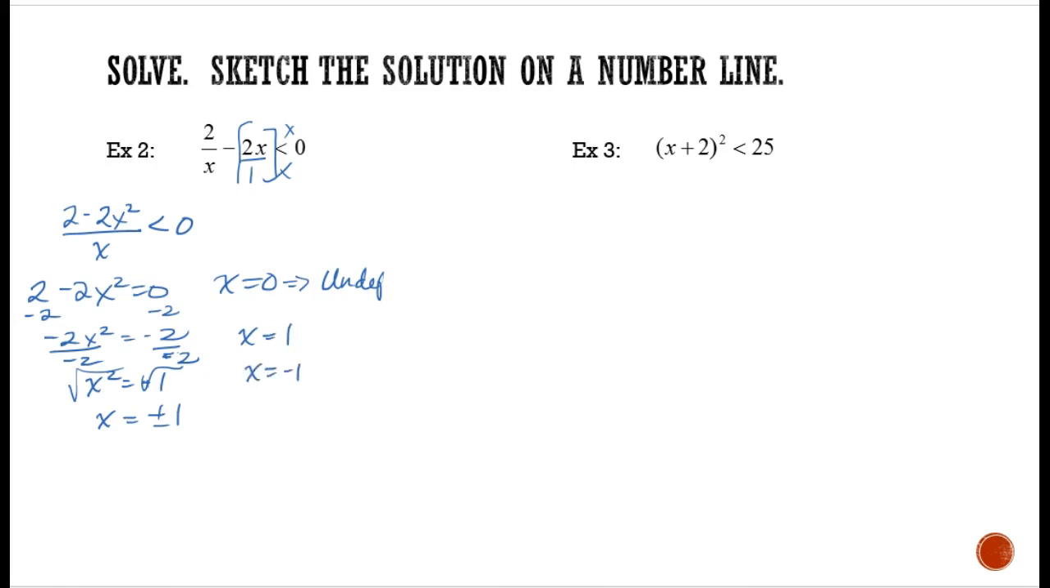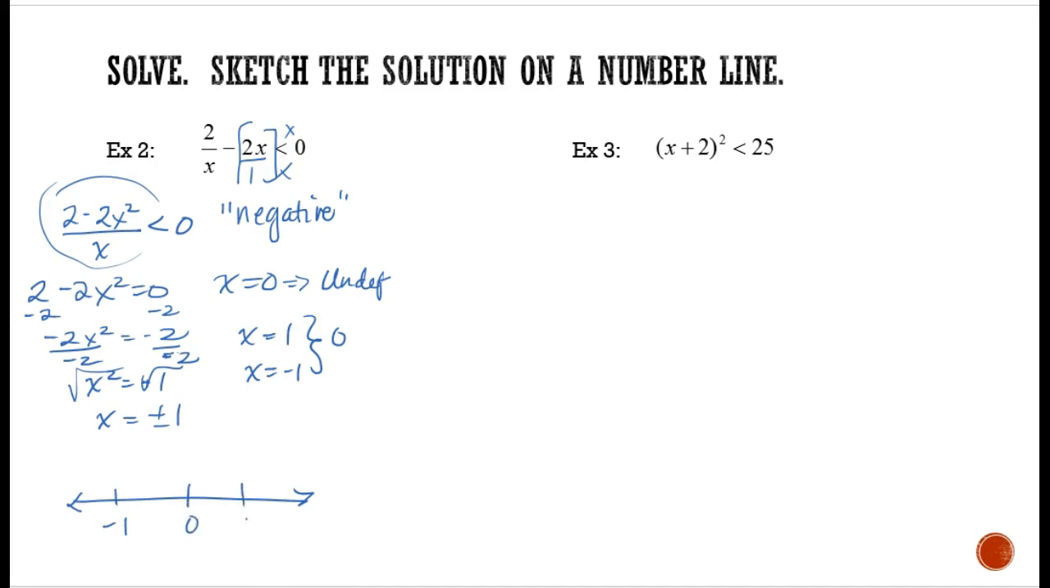Now, if I put 1 or negative 1 in there, that will give me a 0 for the equation. If I put a 0 in the denominator, I get undefined. No good. Now, go back to the inequality. It is asking me, where is this equation less than 0? Well, what does less than 0 mean? That also means, where is it negative? Okay? So that's important because we're going to now use our number line and put our values on there. We have negative 1, we have 0, and we have 1.